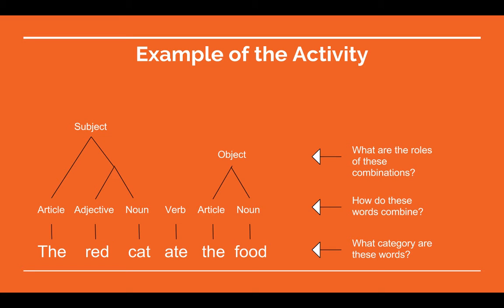Then there's the question of grammatical relations. If the subject has been identified, then what is the predicate, aka the constituent explaining what the subject did? So what did the red cat do? It ate the food. This would be the full analysis of the sentence. Learners would then be asked to explain this structure in their own words to check their understanding.